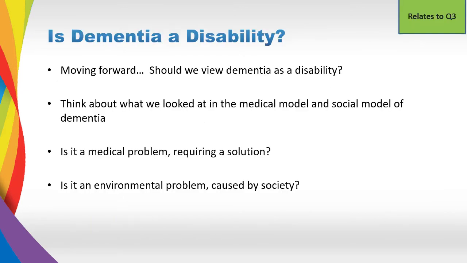So is dementia a disability? This is not a straightforward yes or no. So should we view dementia as a disability? So I'd like you to think about what we looked at in the medical model and social model. Is dementia a medical problem? Does it require a solution? Is it an environmental problem caused by society? Are we making people with dementia more disabled because the world isn't accessible to somebody who cannot adapt to their changing environment?